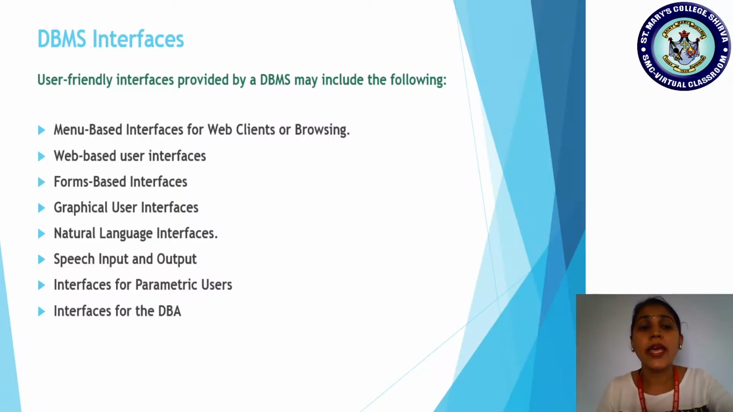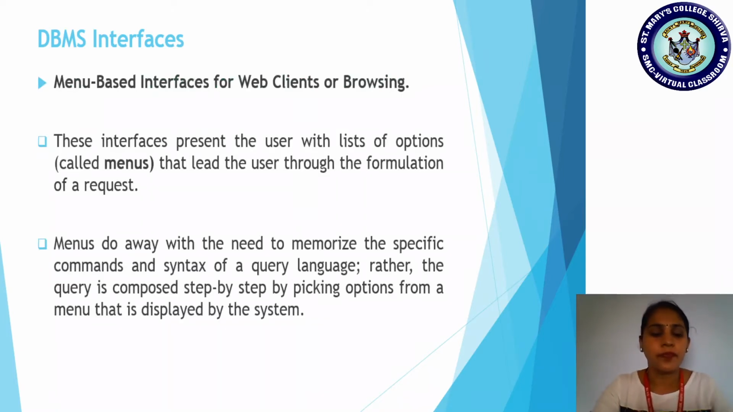Web based user interfaces, forms based user interfaces, graphical user interfaces, natural language interfaces, speech input and output, interfaces for parametric users, and interfaces for the administrator. So these are the categories of interfaces we have with our different multiple users. Now let us check one by one. The very first simple kind of interface is menu based interfaces for web clients or browsing.